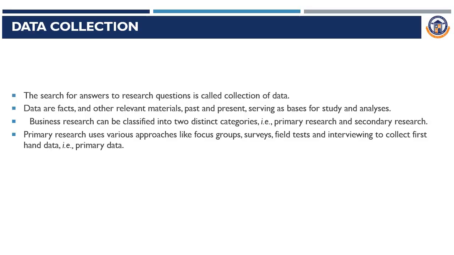Data collection is nothing but collecting the required data from the outside world using different techniques to answer the research question. Data are facts and other relevant materials, past and present, serving as the base for the study and analysis. Business research can be classified into two distinct categories, primary research and secondary research. Primary research uses various approaches like focus groups, surveys, field tests and interviews to collect first-hand data or primary data.